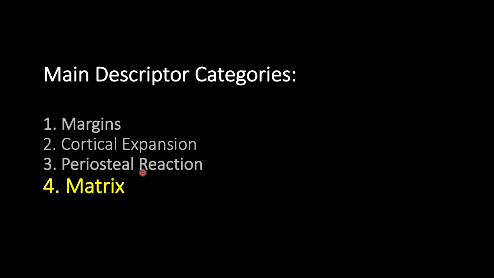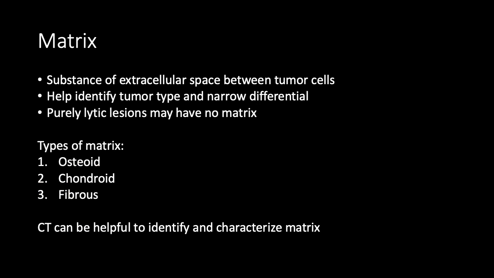Moving on to the last descriptor category, we'll talk about the matrix of a lesion. So matrix is essentially just the substance of the extracellular space between the tumor cells. And it's helpful because you can actually use this information to identify the tumor type and narrow down your differential.